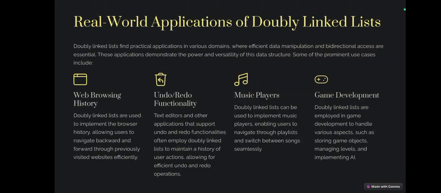Real world applications of doubly linked lists. Doubly linked lists find practical applications in various domains where efficient data manipulation and bidirectional access are essential. These applications demonstrate the power and versatility of this data structure. Some of the prominent use cases include web browsing history, undo and redo functionality, music players, and game development.